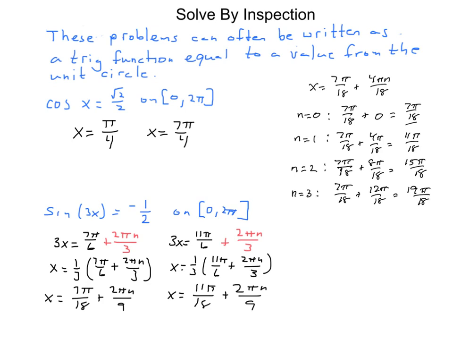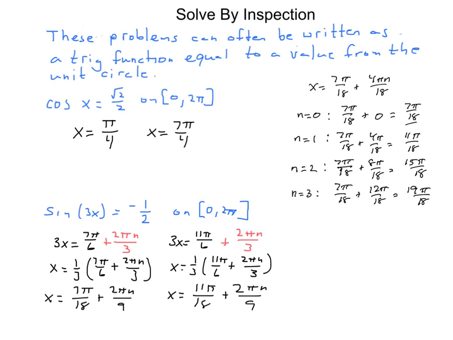Now at this point, you're probably noticing that each time, each solution, I started with 7 pi over 18. I went up in the numerator, it was increased by 4 pi, went to 11 pi over 18. Again, up by 4 pi to 15 pi over 18, to 19 pi over 18. You can kind of see a pattern here that can help you generate the rest of the solutions.